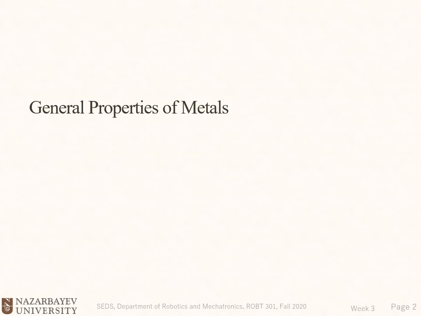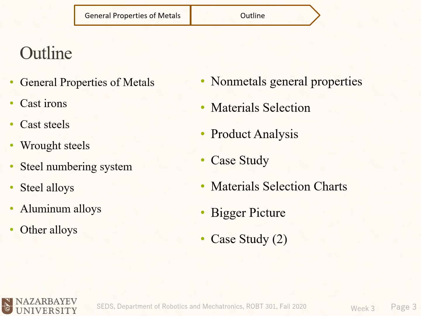General properties of metals. The outline of this presentation will be as follows. We'll talk about general properties of metals, cast irons, cast steels, wrought steels, steel numbering systems, steel alloys, aluminum alloys, and other alloys. Non-metals general properties, material selection, product analysis, case study 1, material selection charts, bigger picture, and case study 2.